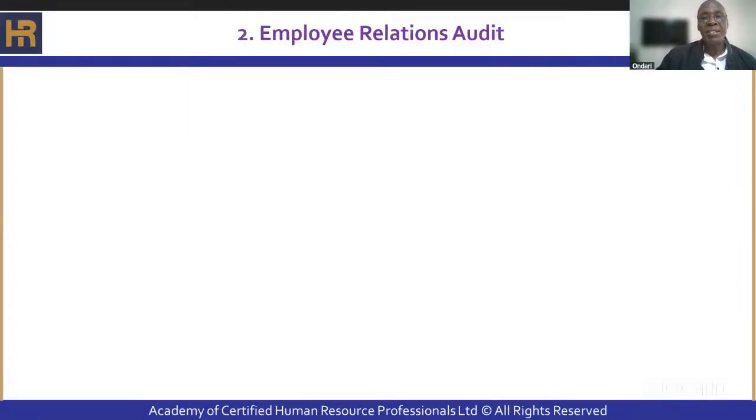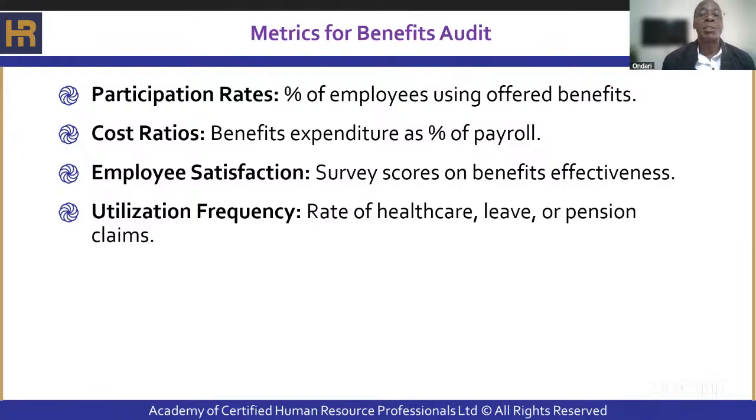What are the metrics that we use in auditing benefits? One is participation rates, where employees are involved in setting out the benefits. Cost ratios, how much are we spending on benefits compared to the payroll? And level of employee satisfaction on the benefits. And lastly, utilization frequency, which I've mentioned, such as healthcare, leave, or pension. Young people like Gen Zs may not be interested in pension because they don't see themselves working until retirement. So you can give them another benefit which they can effectively utilize.